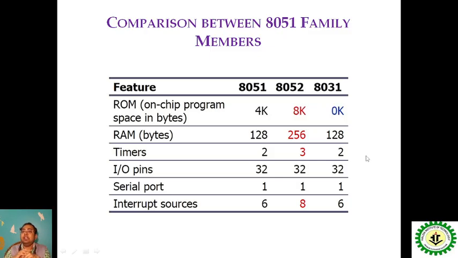In the case of interrupt sources, as I already said in the last slide, the 8051 has six sources, among which five are vector interrupts. So the 8051 and 8031 have the same interrupt structure, but the 8052 has two additional interrupt sources, so the number of interrupt sources is 8. Okay, so this is basically a comparison table among the different 8051 microcontroller family members.